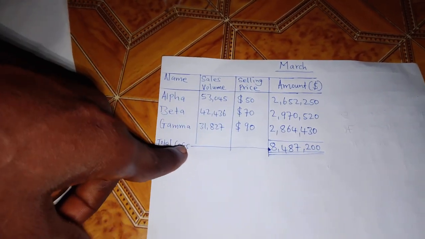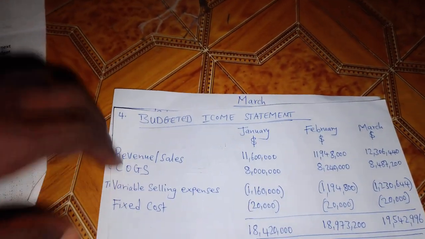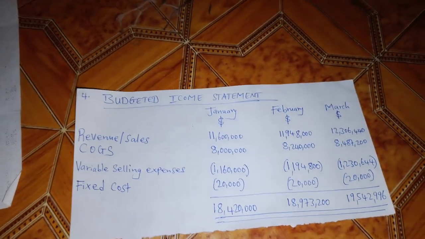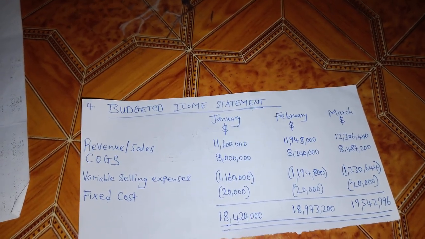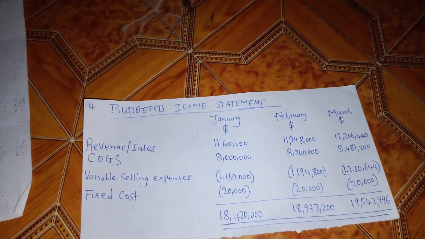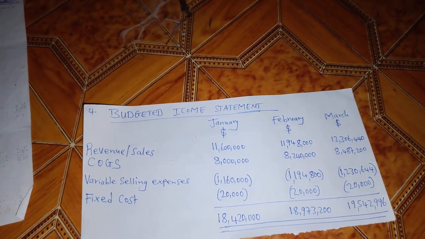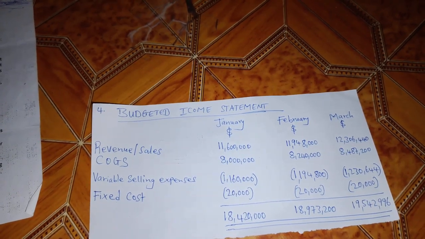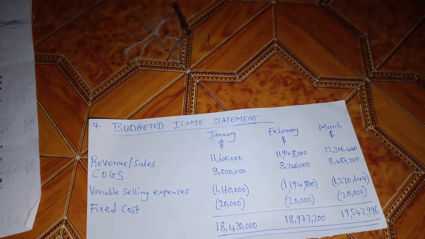Then the next requirement is for us to calculate the budgeted income statement. But when calculating the budgeted income statement, remember, you have to take into consideration your revenue or your sales that is prepared. Remember, the first requirement was to prepare the sales budget, and the essence of preparing it is for us to determine the total sales. And this total sales will be taken under this budgeted income statement.